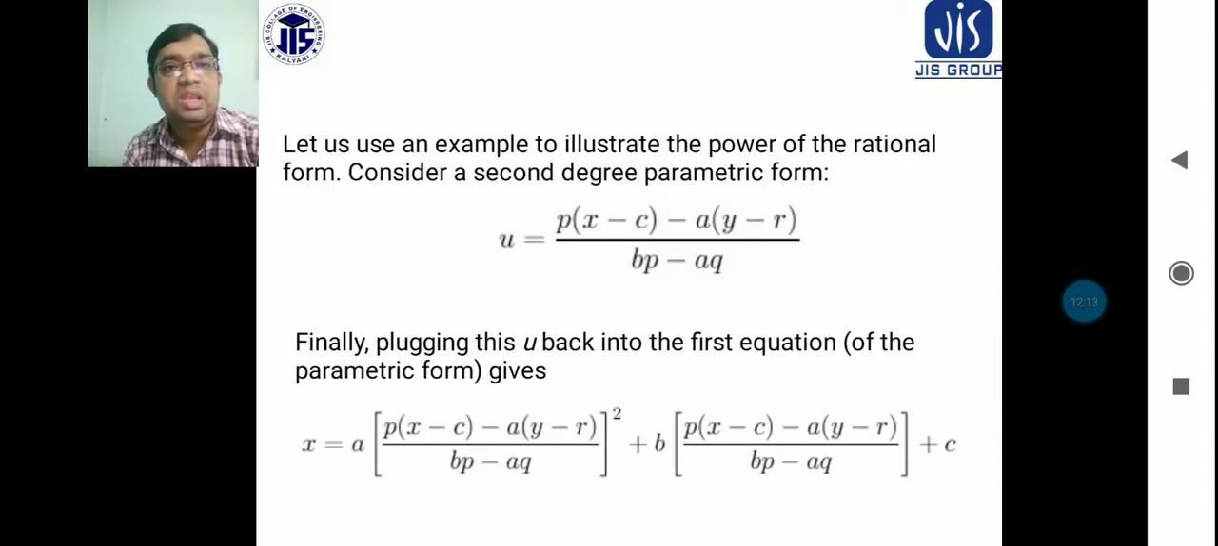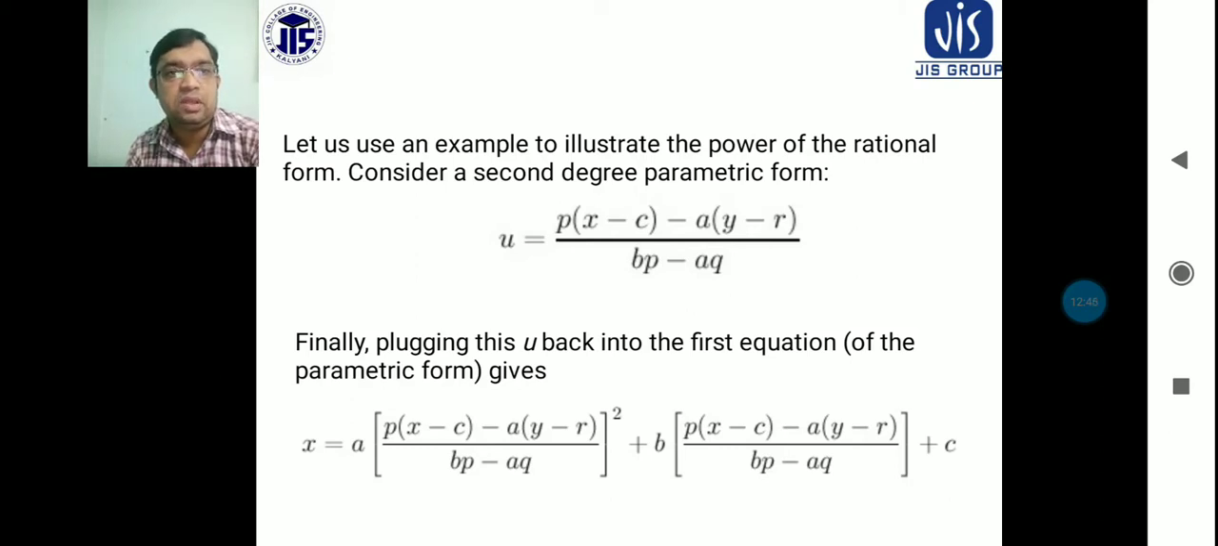Let us use an example to illustrate the power of the rational form. Consider a second degree parametric form. That means the u value equals (p(x minus c) minus a(y minus r)) divided by (bp minus aq). Basically this becomes the second degree parametric form.